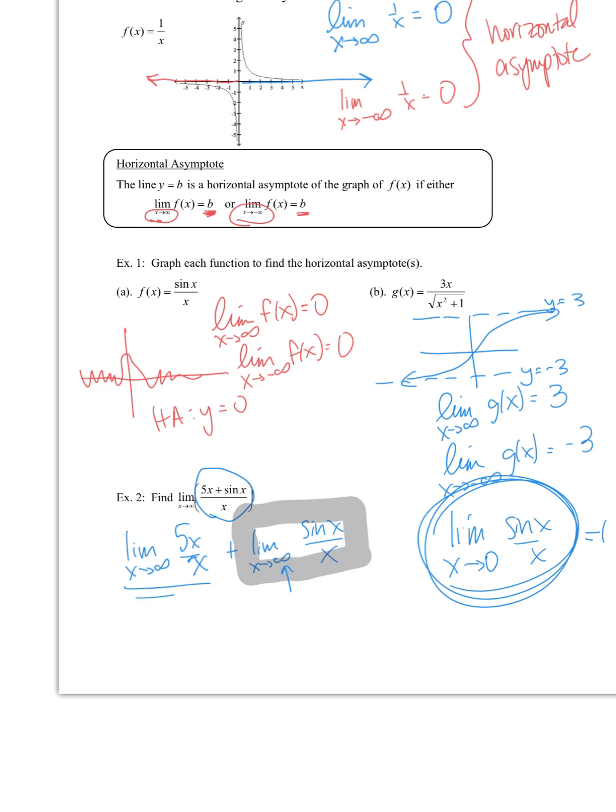On the first limit right here, the x's cancel out, and the limit of a constant is the constant. This one has a horizontal asymptote. You've got to look way, way, way far to the right, and you will see that that function is approaching 0, and this limit equals 5.